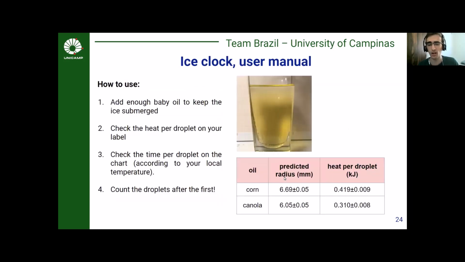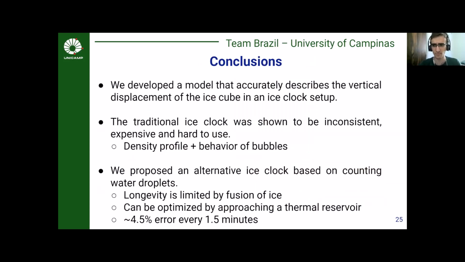Right? So if you buy an ice clock at your local store, all you have to do to use it is to add enough baby oil to keep the ice submerged, check the label to see how much heat is contained in each droplet, and you can also calculate from that the time. So all you have to do is count the number of droplets that are dropped from the ice, and then you know how much time has gone by. So this is the ice clock we propose.